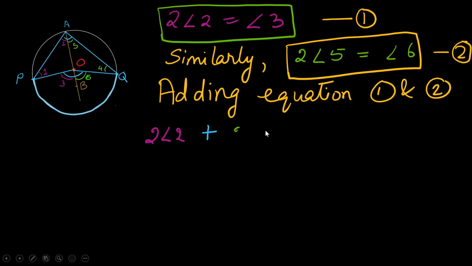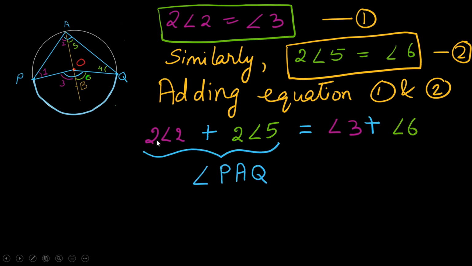Twice of angle 2 plus twice of angle 5 is equal to twice of angle 3 plus twice of angle 6, right? And what is this one? This forms angle PAQ. So you can see angles 2 and 5 form PAQ, right? So this will be equal to angle 3 plus angle 6, which is what? Angle POQ. It is the angle that the arc is forming, right?